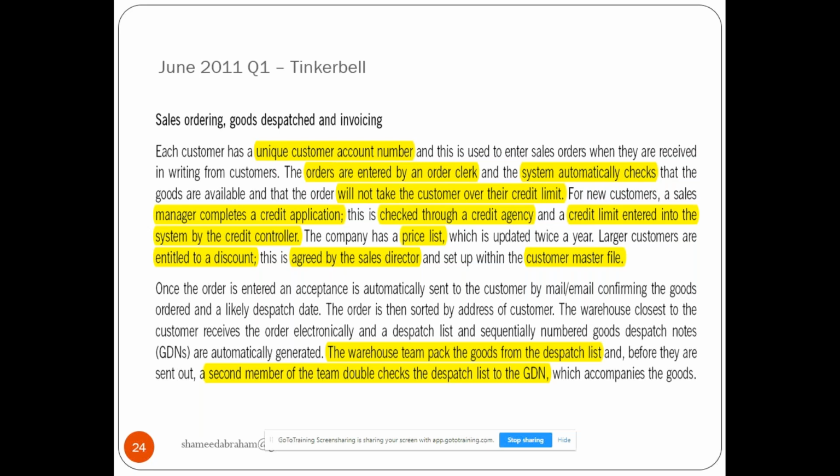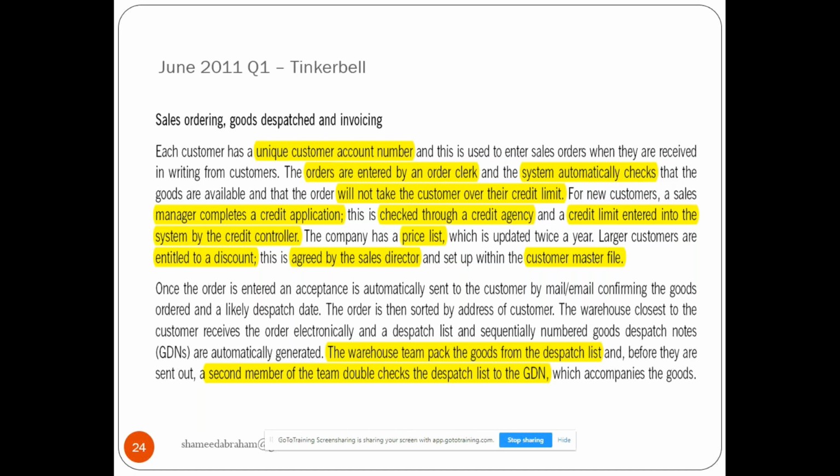So again, when you look at these questions, look to see where the controls are. The controls exist in those things. The controls are always around documents. The controls are always around processes. Orders are entered by an order clerk. That is a process. The system automatically checks it. That's a process. That it will not take a customer over their credit limit.